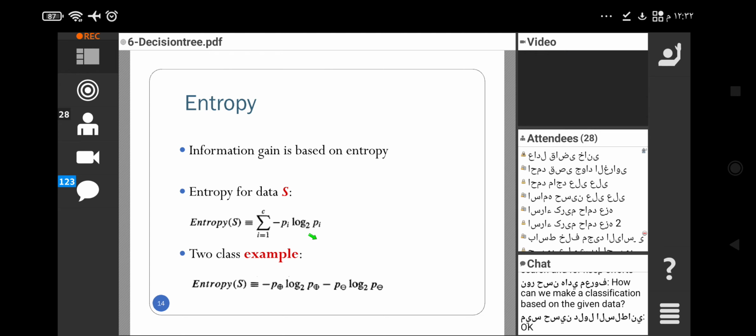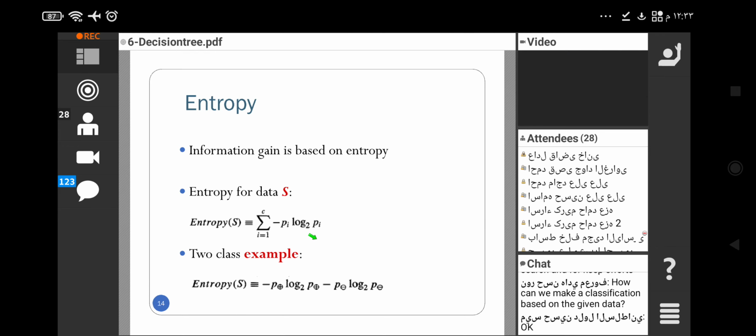And entropy has a formula like this. If we have data and the data is represented by S, the entropy of S is calculated using this formula: the summation of i from 1 to C, where C is the number of classes we have in the data, of minus p_i log p_i. p_i is the probability of class number i.